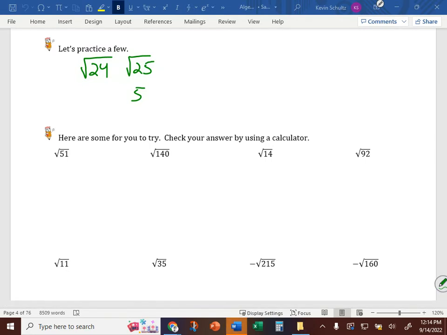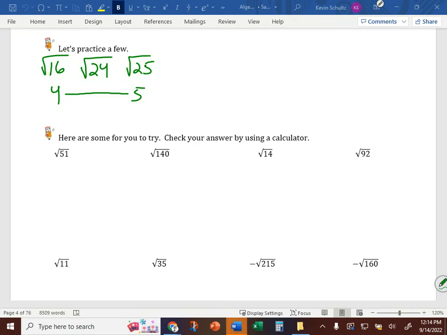Okay? So root 24 being just a little bit below 25, it means that it's going to be just a little bit below 5. You even go a little bit further and say, well, the next smaller perfect square is root 16, which is 4. Again, using that table up above. So you know that the root of 24 is going to be somewhere between 4 and 5. Kind of narrows it down a little bit.